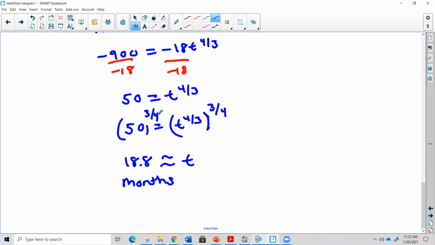So those are 2 application problems where we're using the indefinite integral to find our original function. And then on this one, we went a step further and we solved for our t value for a specific value of SUVs. So just let me know if you have any questions on these.